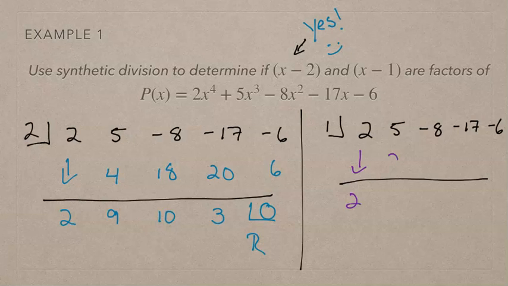1 times 2 is 2. 5 plus 2 is 7. 1 times 7 is 7. Negative 8 plus 7 is negative 1. 1 times negative 1 is negative 1. This is negative 18. 1 times negative 18 is negative 18. And you can see that negative 6 plus negative 18 is not 0. It is negative 24. So this guy is not a factor because he did not have a remainder of 0.